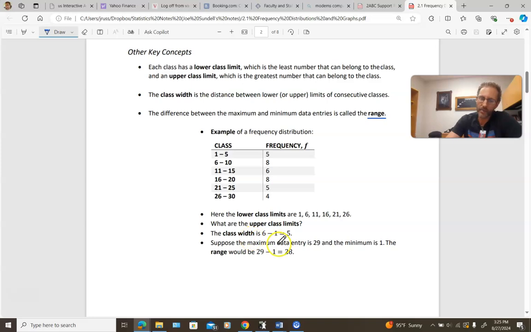And then it says, suppose that the maximum data entry is 29. We say suppose because we don't actually see the data. And then let's suppose that the minimum value from this data set was 1. So then the range would be the difference in these two values. 29 minus 1 is 28. So we could say that the data has a range of 28.